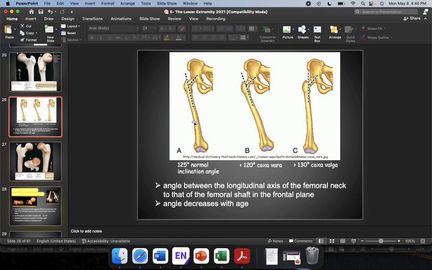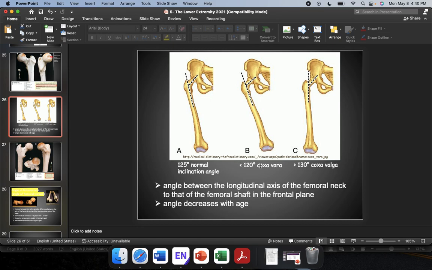So our angle of inclination will change throughout life. When we're born, it tends to be greater, around 135, 140, somewhere right in there. And then as we become weight-bearing, Wolff's law is going to dictate to the bone that this angle of inclination will decrease. In any given individual, we may have an angle of inclination that is greater than, or less than normal. So anywhere between 120 and 130 will be considered normal.